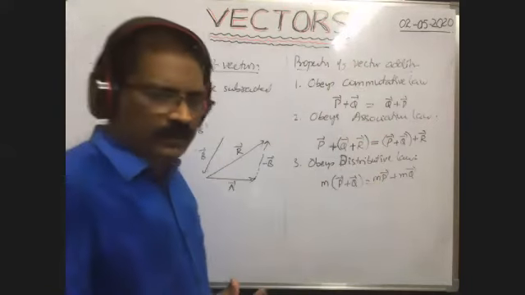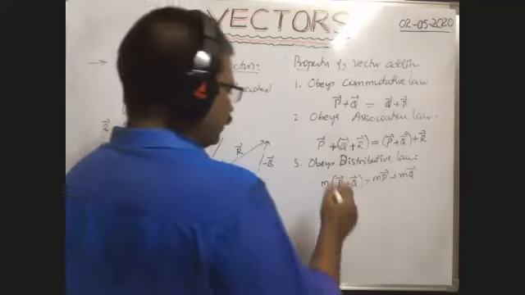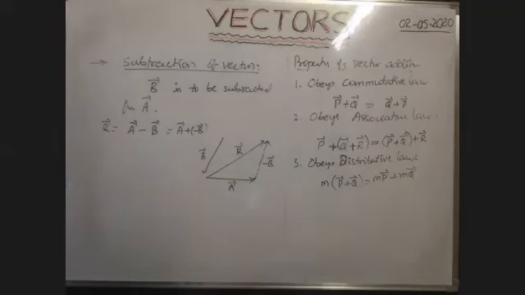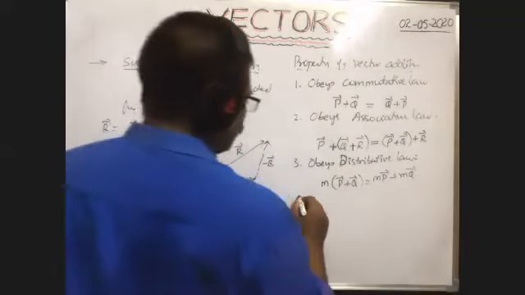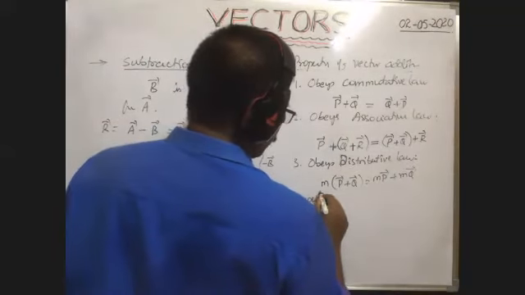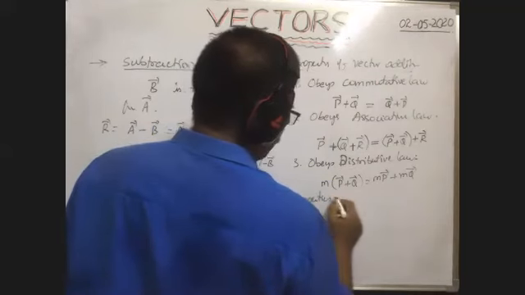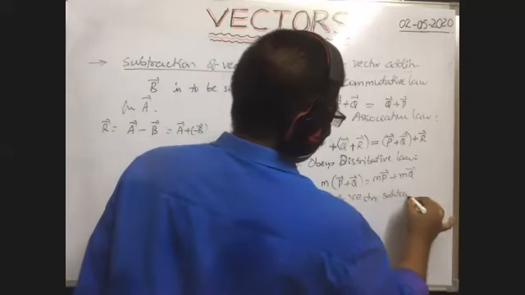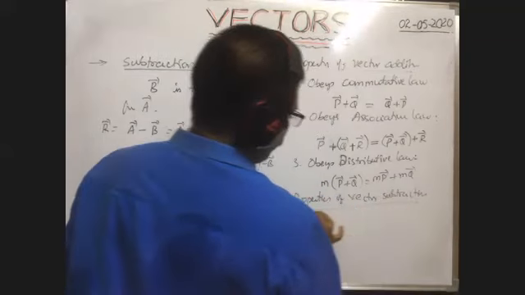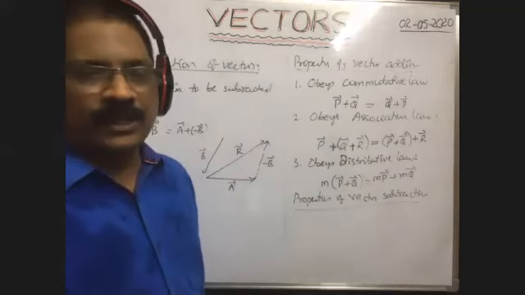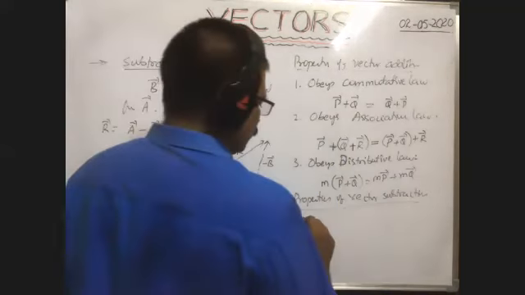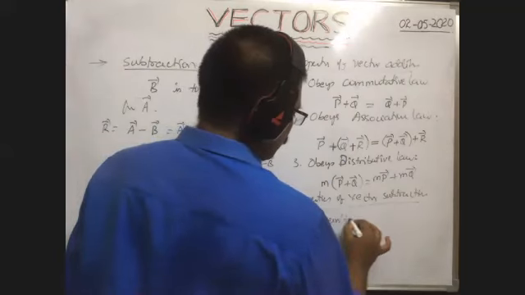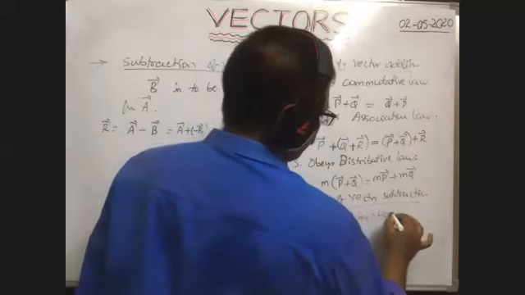Okay, very good, Raja. Here, these are the properties of the vector addition. Similarly, properties of vector subtraction. Here, the first one, it does not obey commutative law.